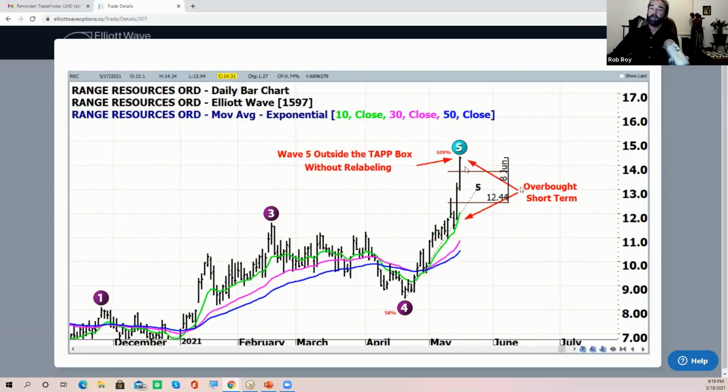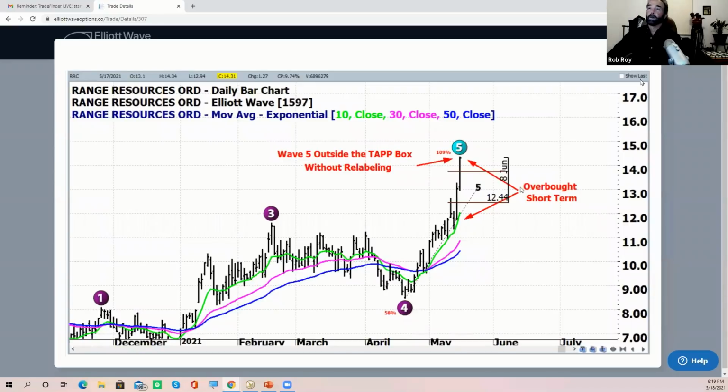But the wave 5 had moved outside the TAP box. So that means we've exceeded what the price projection was for the wave 5. We're separated from the 10-day moving average, meaning we're overbought. We've gone vertical, which our subscribers could tell you I don't like. I don't like when things go vertically up, because quite often when they go vertically up, they come vertically back down. So the question in my mind was, why didn't this 5 relabel to a 3?